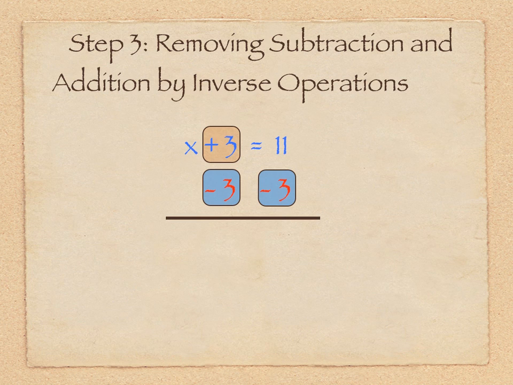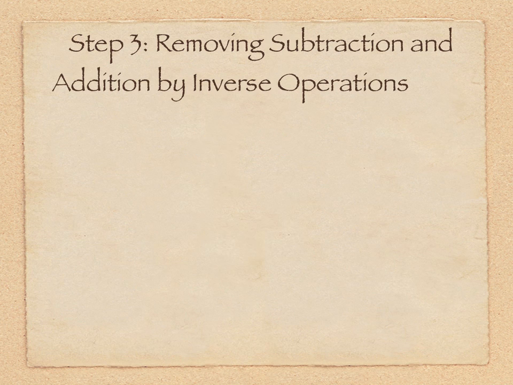When we do that, 3 minus 3 on the left-hand side is going to cancel out. Don't forget to line up your equal sign before you write your next step so that when 3 minus 3 cancels out, all we're left with is x, and 11 minus 3 is 8. So we've solved for x by doing the inverse of addition, which is subtraction.